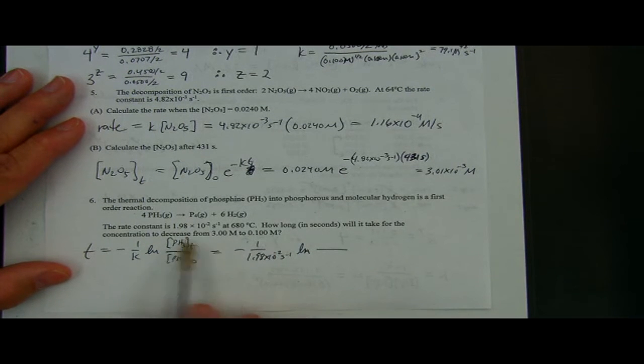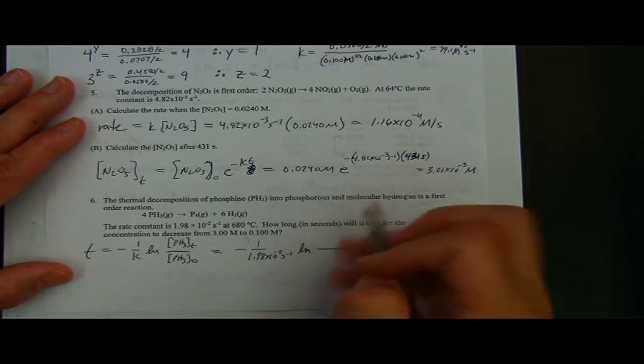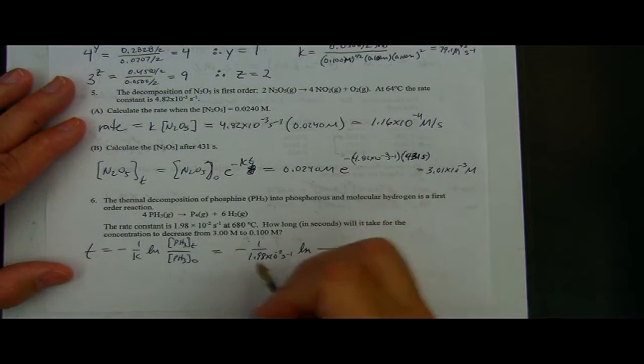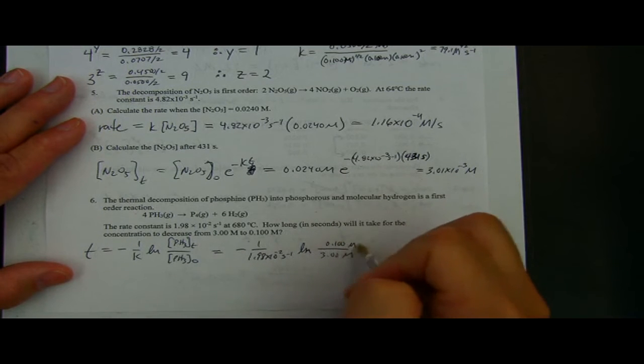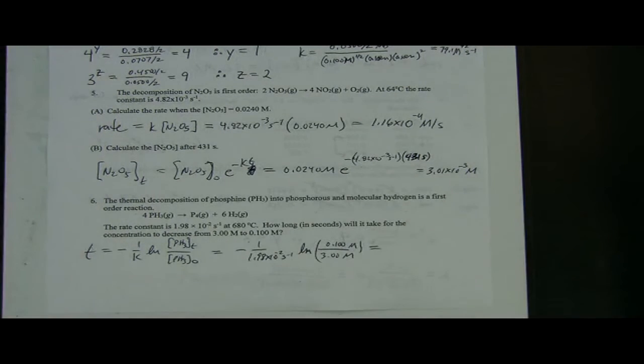okay, so we started with 3 molar and ended up with 0.1 molar. All right, so that will tell us how long we need to wait until the concentration will drop. Maybe that's when it's safe to go in, right? 3 molar, got to go in when it's 0.1 molar, after it's dropped below 0.1 molar.